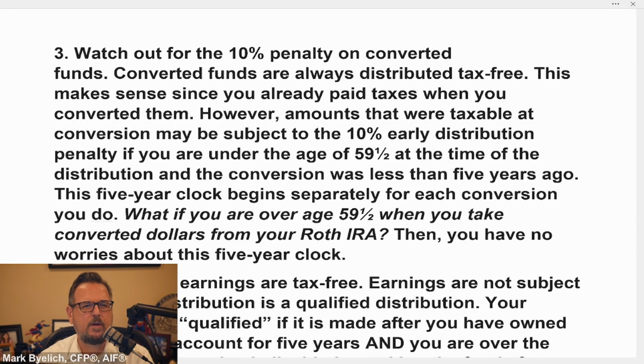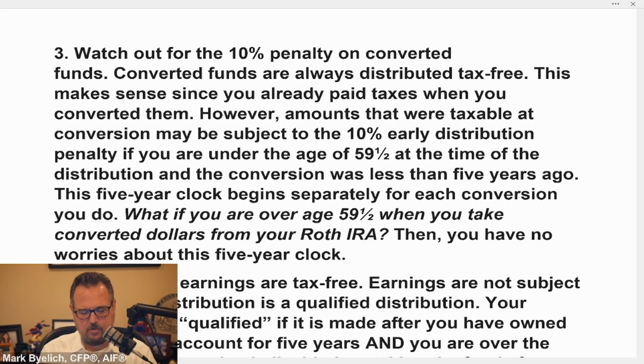Converted funds are always distributed tax-free. This makes sense since you already paid taxes when you converted them. However, amounts that were taxable at conversion may be subject to the 10% early distribution penalty if you're under age 59 and a half at the time of the distribution and the conversion was less than 5 years ago. Some of these rules aren't always logical, and many times they aren't, but this one's pretty logical.